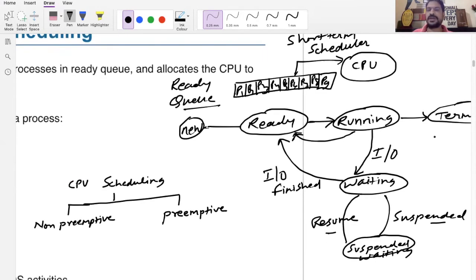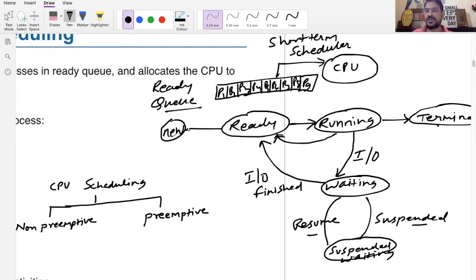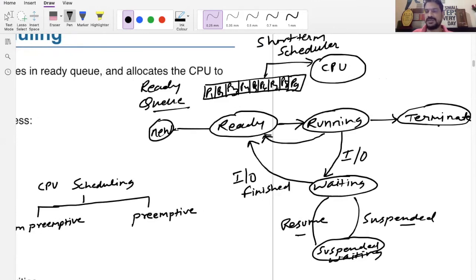It means we cannot preempt it. We cannot halt that particular process while it runs. So whenever a process reaches the running state, it will run for all its burst time, meaning it will run all its instructions, and then it will get out of the running state and be terminated.